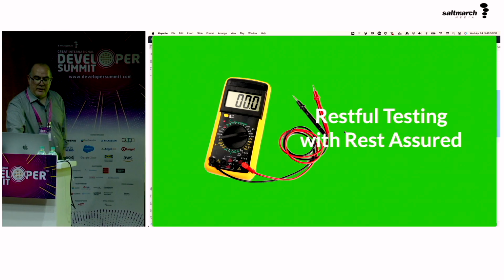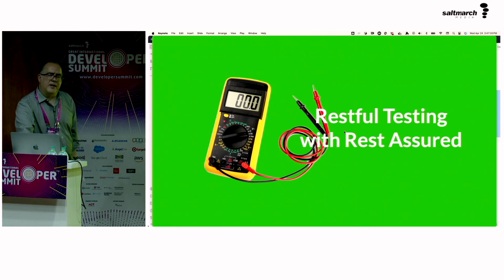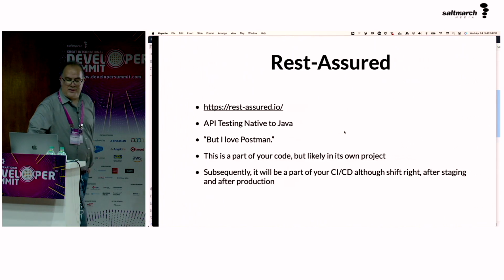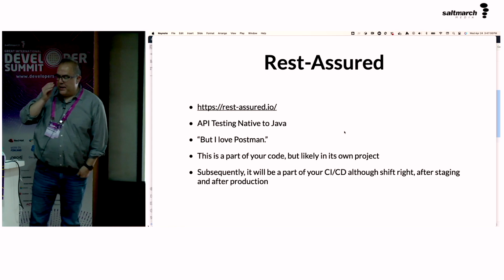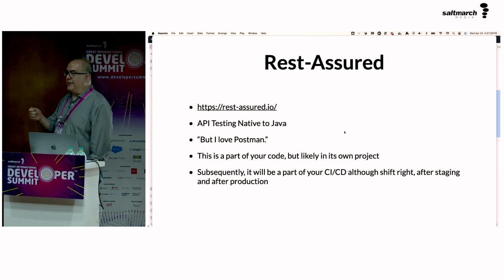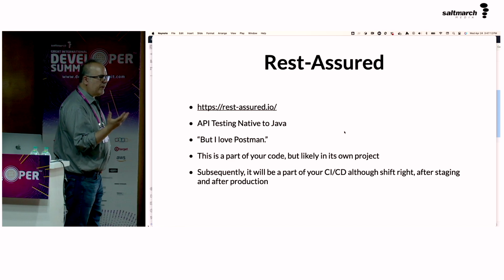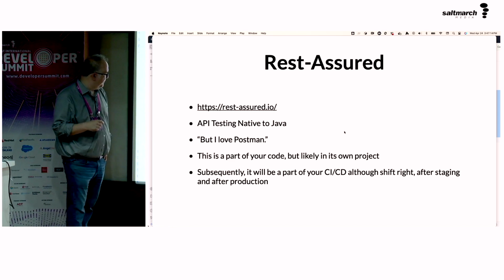Rest Assured is another great one. Has anyone ever used Rest Assured? Oh, okay, we got some good hands on that one. So API testing that is native to Java, okay? But I love Postman. I think you'll like this one a lot as well.